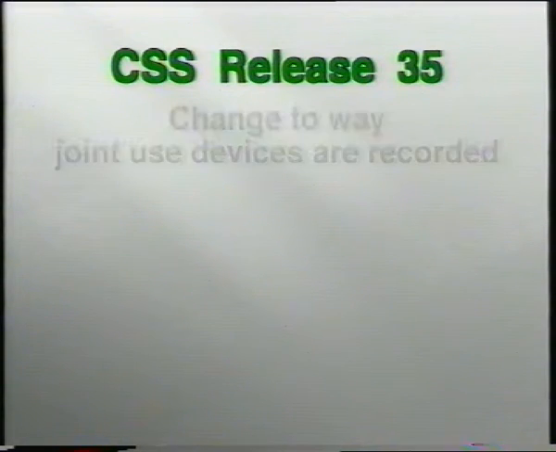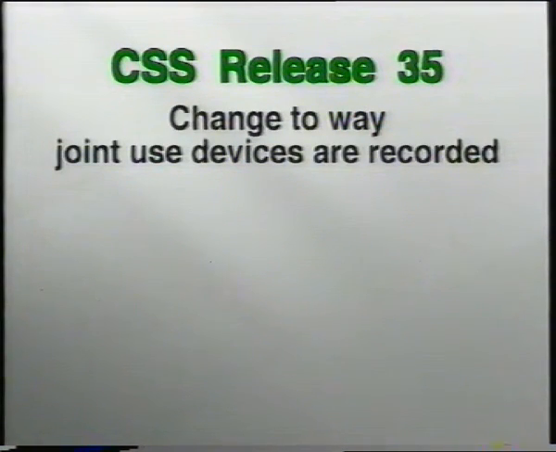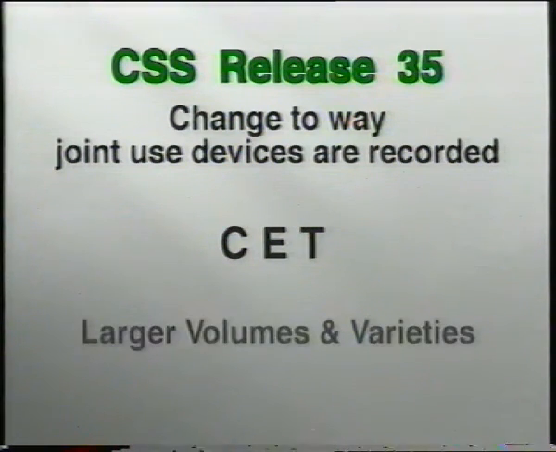The way joint use devices are recorded in CSS is to change completely at CSS Release 35. From the introduction of Release 35, any network device which enables the provision of more than one service over one pair of wires will be known as Copper Enhancing Technology, or CET. The changes will enable CSS to record the larger volumes and varieties of CETs.